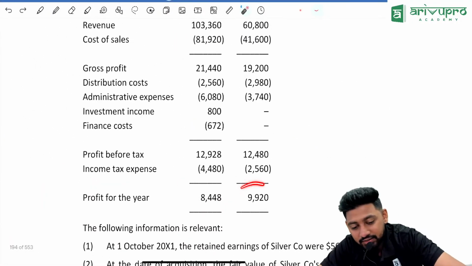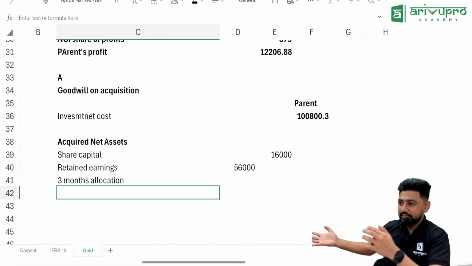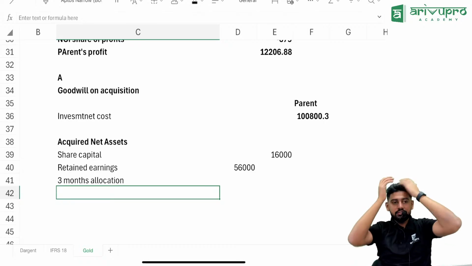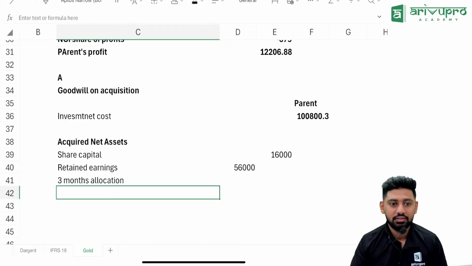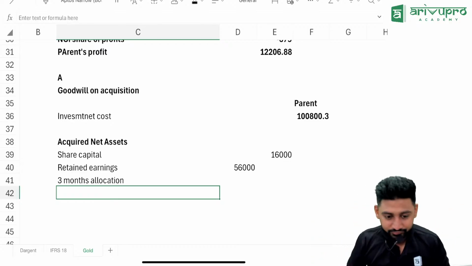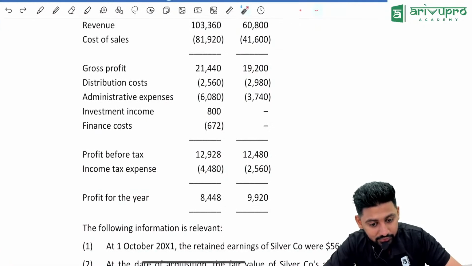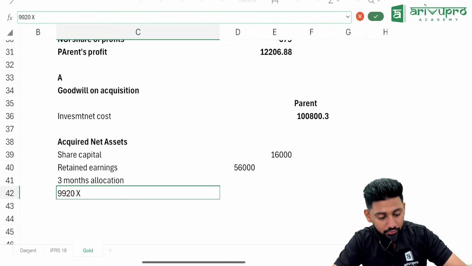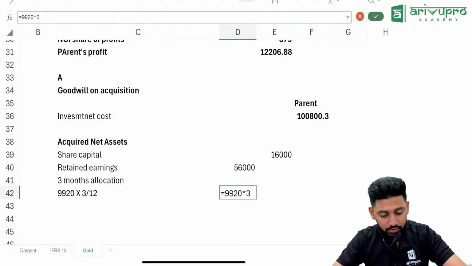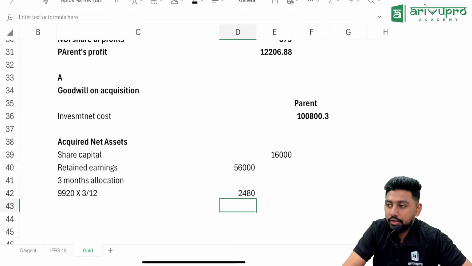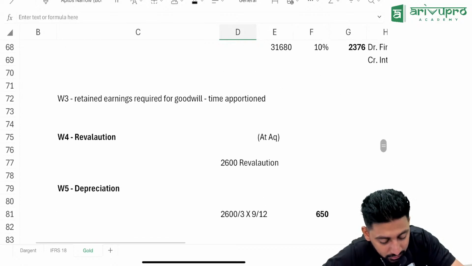From 9,920. Yes, this current year profit has to be allocated for 3 months, the same way we did it in the last question, but in the last question it was given separately as a part of my statement of financial position. Therefore, 9,920 into 3 over 12 gives me how much? 2,480.